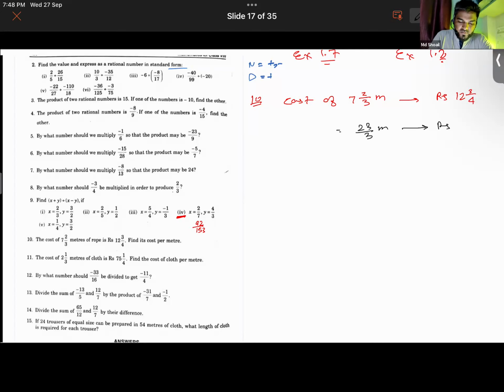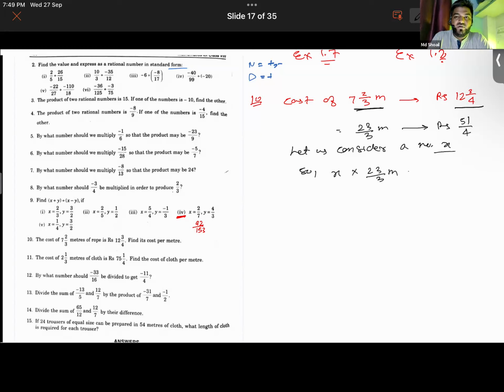Okay. The cost of this many meters, it's given as 51 upon 4. Right? Okay. We know that 23 by 3 meter here costs rupees 51 upon 4. Now, let us consider a number x here. So what would it mean that x multiplied, let's say this much rope costs this much rupees. Now if I were to suppose a number x here, then x multiplied by 23 upon 3 meter would cost how much? Yes, that's what we are trying to find out here.